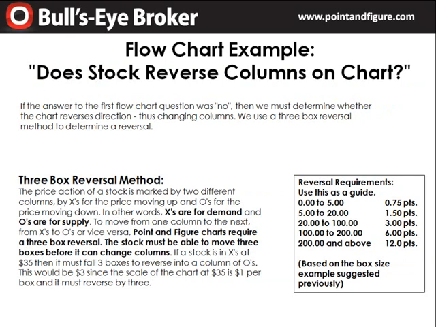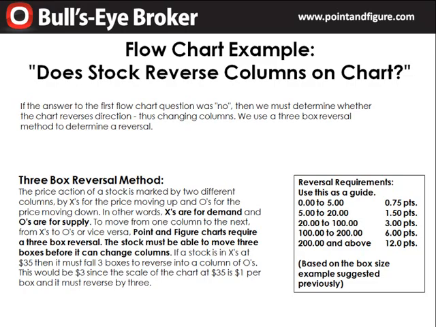If the answer to the flow chart question was no, then we must determine whether the chart reverses direction, thus changing columns. We use a 3-box reversal method to determine a reversal. In the 3-box reversal method, the price action of a stock is marked by 2 different columns: X's for the price moving up and O's for the price moving down. In other words, X's represent demand and O's represent supply.